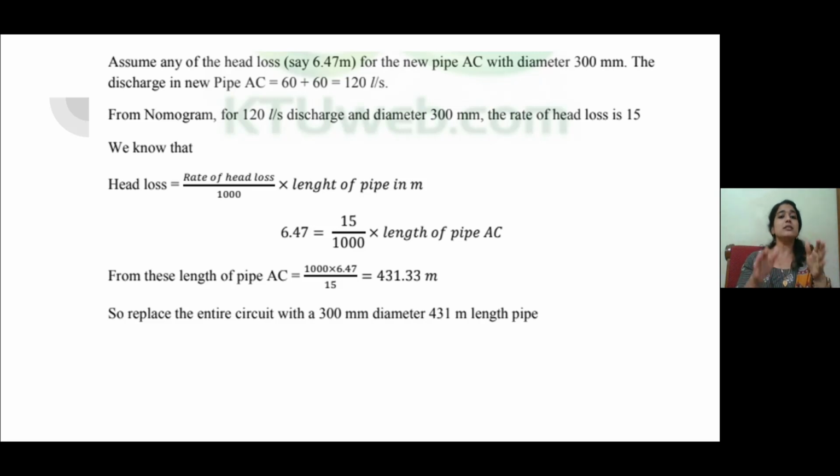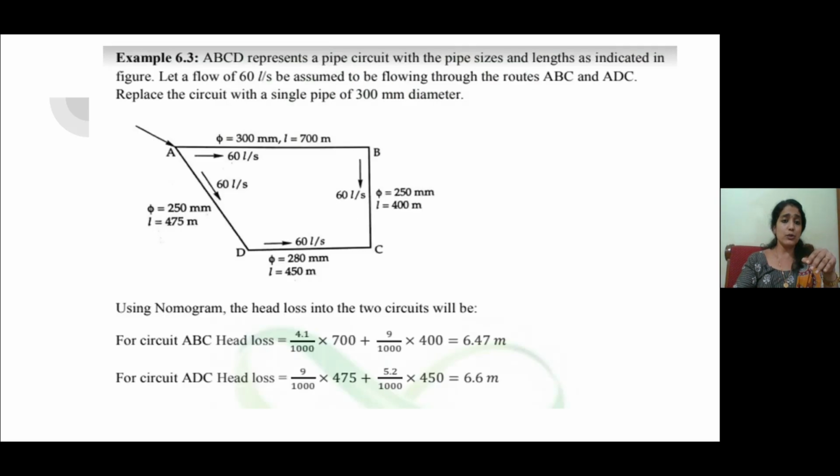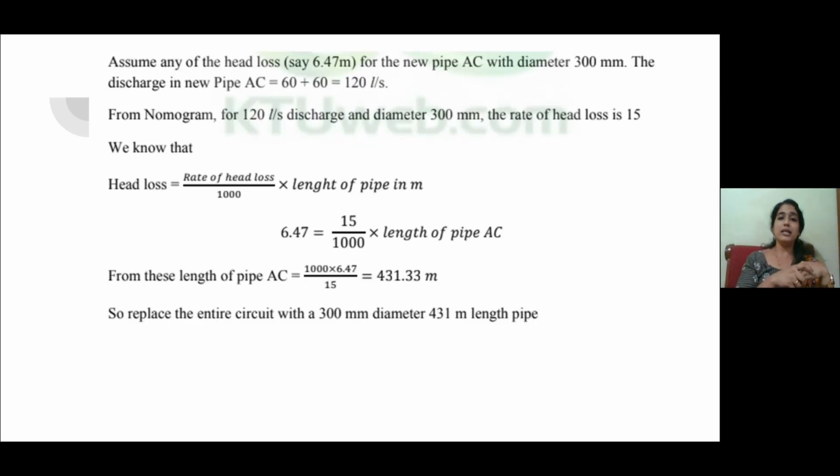Then the total discharge in the new pipe, it is also mentioned in the figure, that is 60 liters per second discharge through this ABC network, and 60 liters per second discharge through the ADC network also. Then the total net discharge that should pass through this pipe AC should be 60 plus 60, that is 120 liters per second. From the nomogram, you get the rate of head loss, as we already know the discharge through that pipe and the diameter of the pipe.